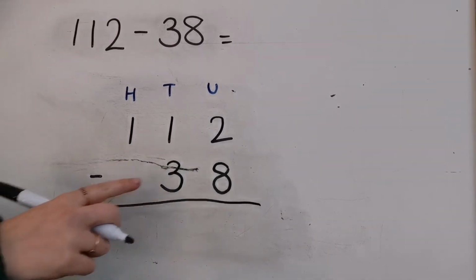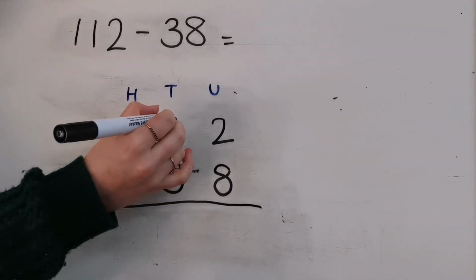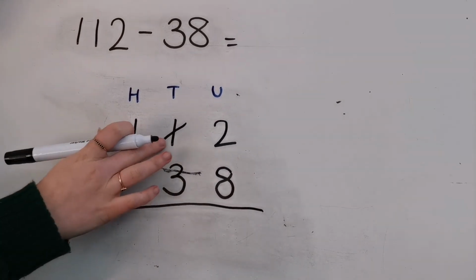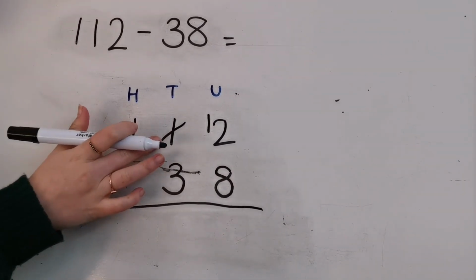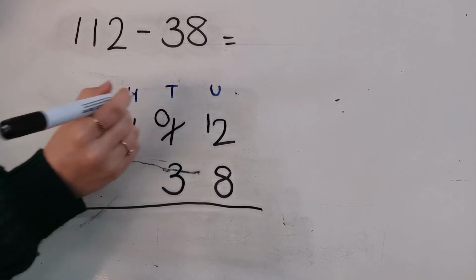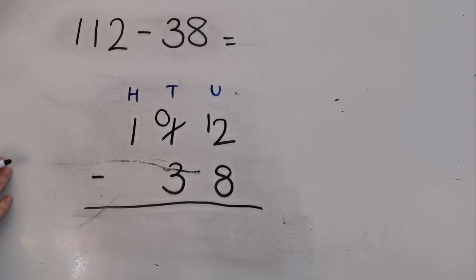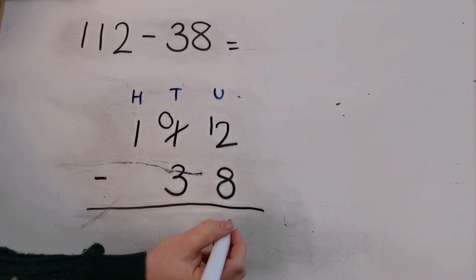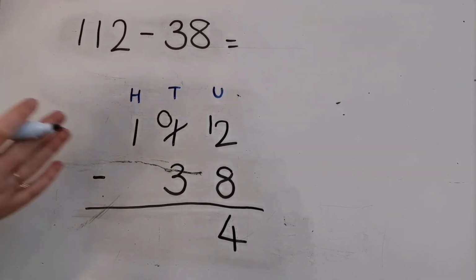So instead of doing 2 take away 8, I'm going to make this 2 a 12. I'm going to borrow 10 from the tens column. Now there's only one 10 there, so I've borrowed the 10 into my units, but this 1, now that I've taken 1 away from it, becomes 0. So I've got no 10s left in this top number. But I have got 12 take away 8. So 12 take away 8 I can do nice and easy, would give me the answer 4.